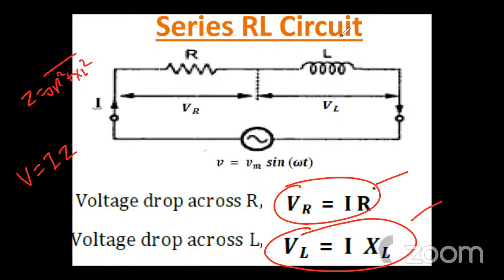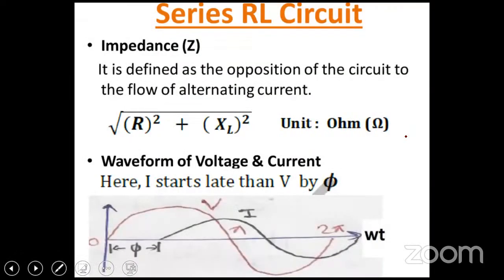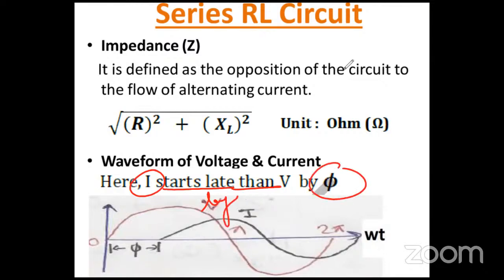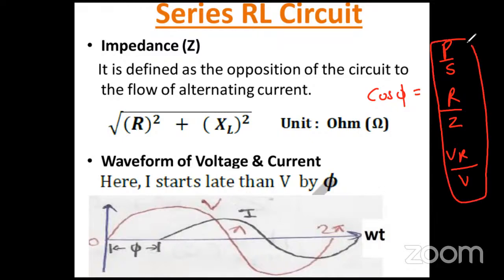We also saw that the unit is ohm. We also saw the waveform. From the waveform we understand I lags the V by angle phi. We don't know what is phi, but how to find the phi? By using power factor. Power factor is cos phi. You can use any formula for the cos phi. Either you can use P by S, or you can use R by Z, or you can use VR upon V. So these are the formulas for the power factor. And once you know this value, you can find phi is equal to cos inverse of that value.